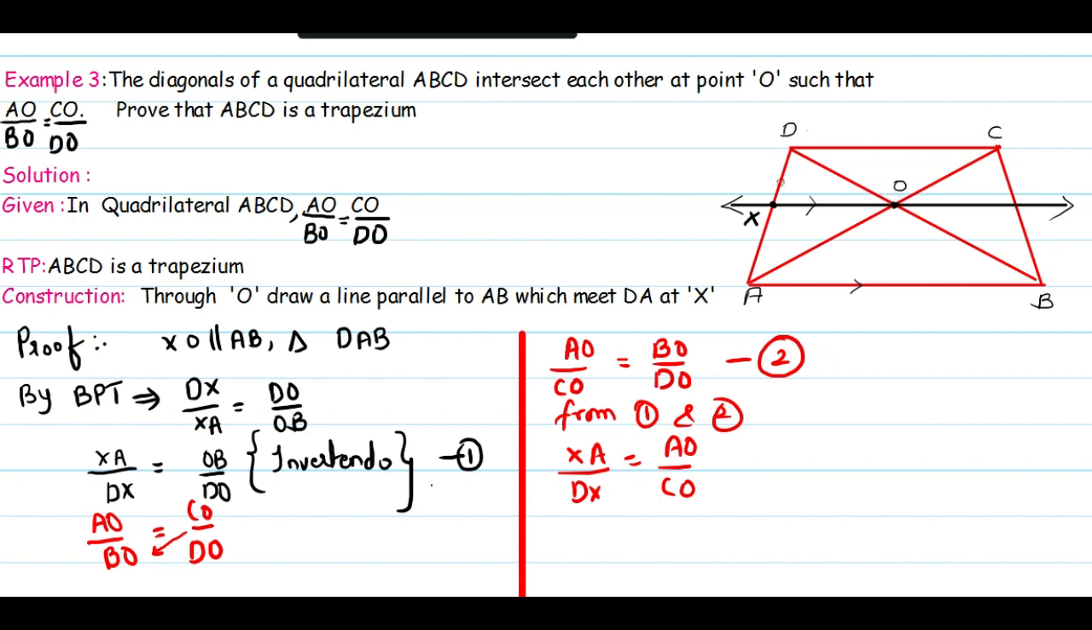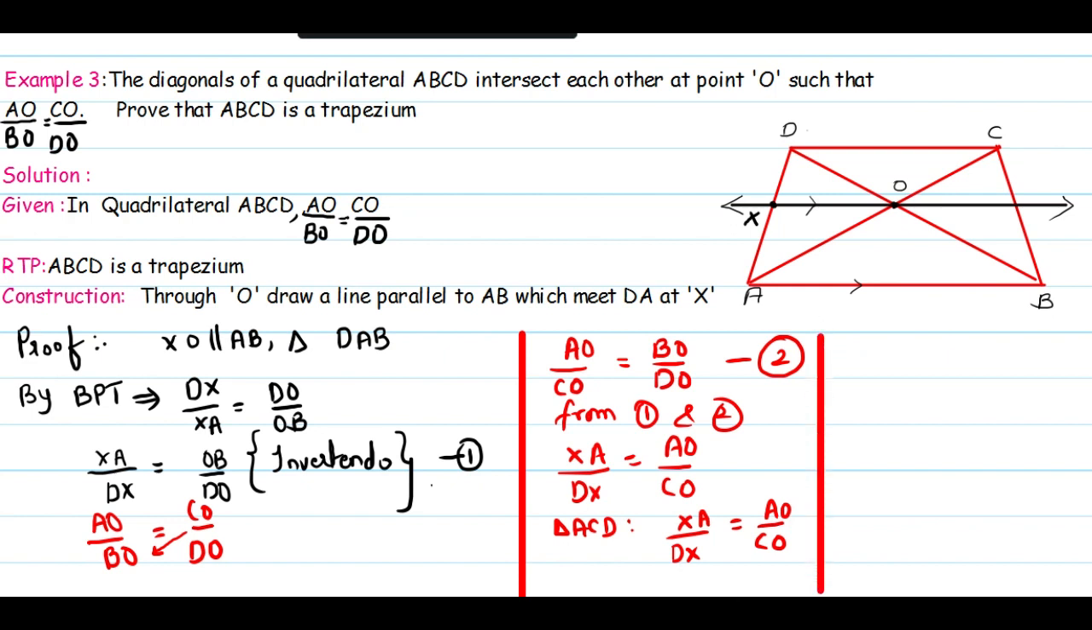These are actually from the triangle ACD. So, in triangle ACD we got XA by DX is equal to AO by CO. So, we can apply here the inverse of BPT. What does the inverse of BPT say? If the ratios are equal, we can say that XO is parallel to CD. Because we got the ratios equal, we can say that these two are parallel to each other.